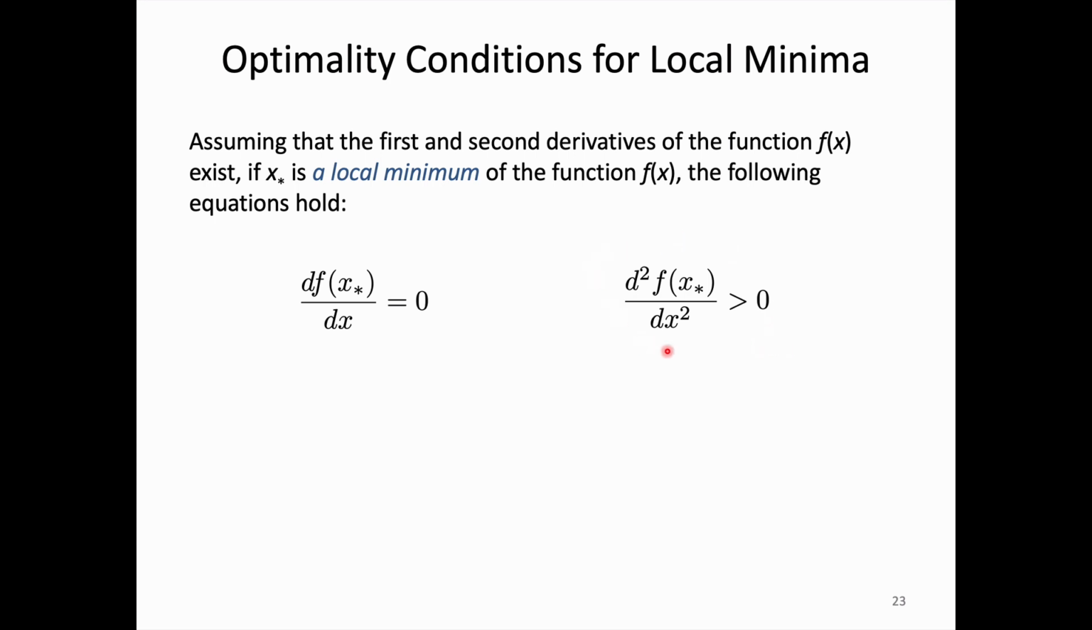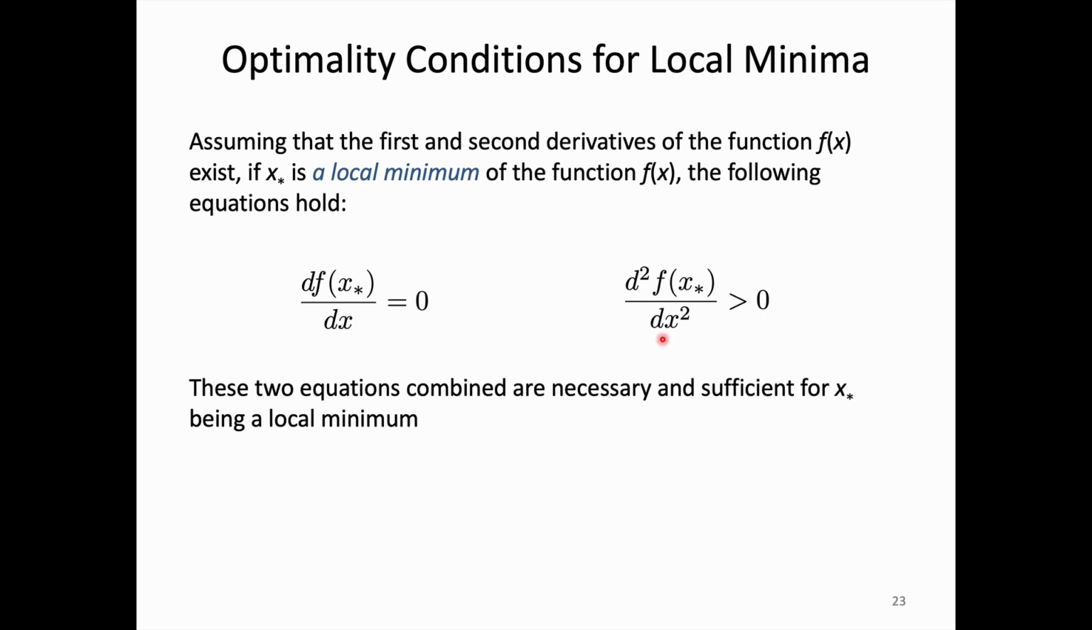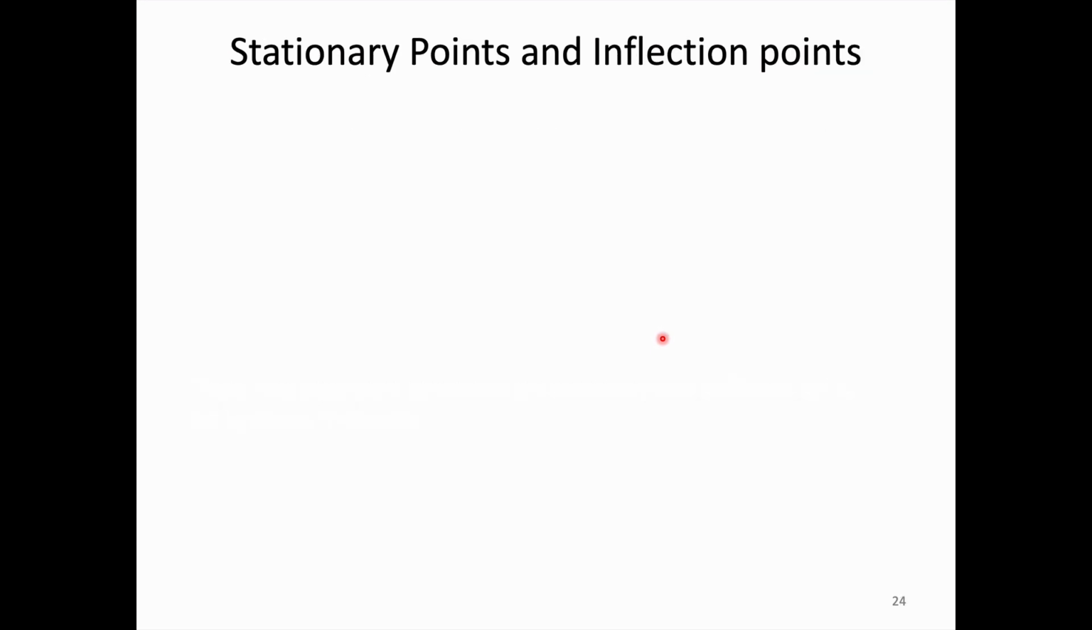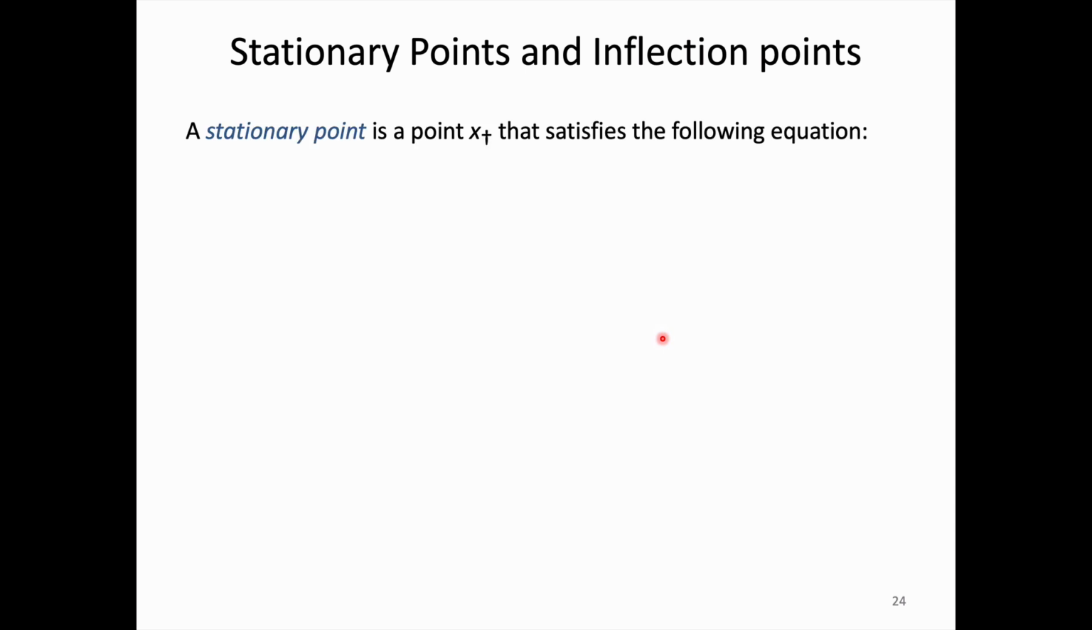Essentially, this second derivative gives us curvature information, and if the second derivative is positive, then that means this is a function that is concave up. It's going to have a local minimum because of the shape of its curvature. These two equations combined then are necessary and sufficient for x star being a local minimum. Let's talk about the other cases, stationary points and inflection points.